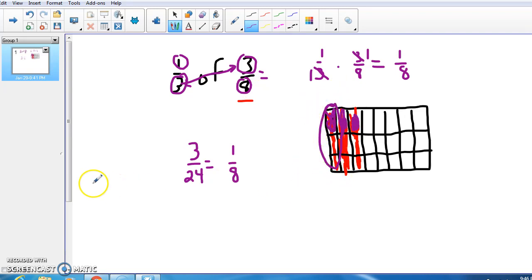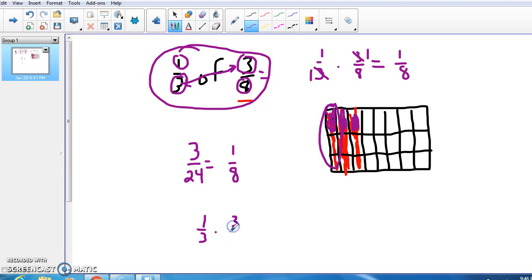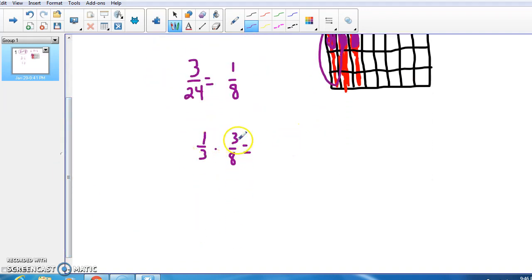Okay, so I'm going to show you a couple other practice problems. I would like you in your notes to write this original problem down, which was 1/3 of 3/8. And first of all, I want you to solve it just regularly by multiplying across. So 1 times 3 is 3. 3 times 8 is 24. And then hopefully you recognize that we can simplify or reduce this by dividing both parts by 3. If you do that, you end up getting 1/8.